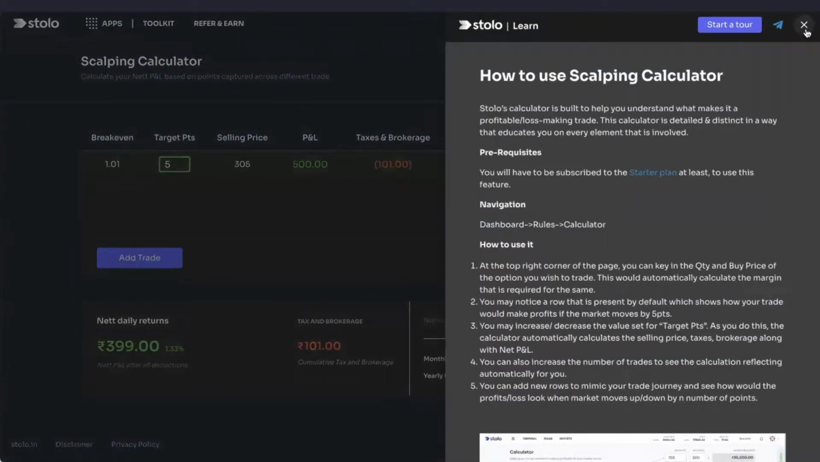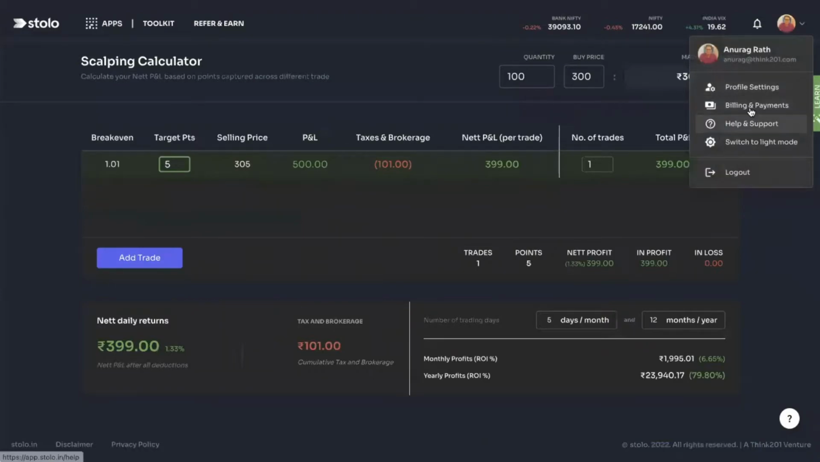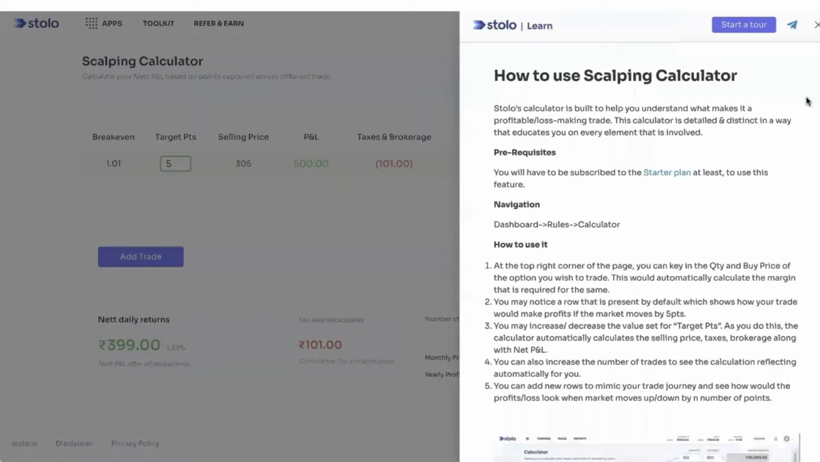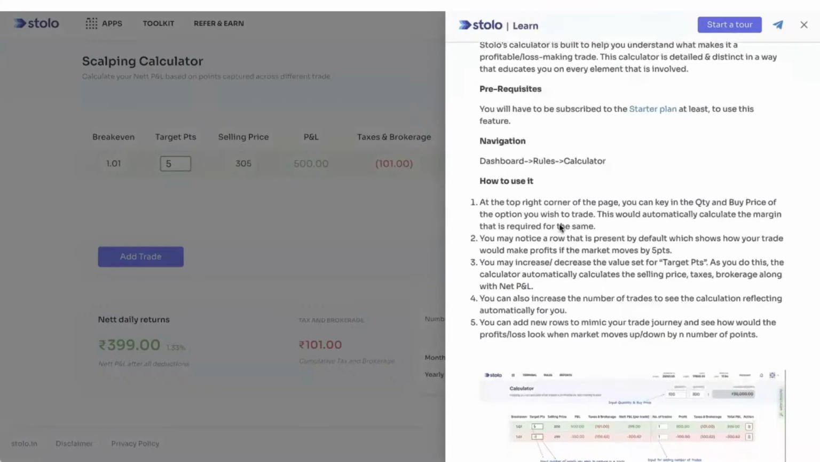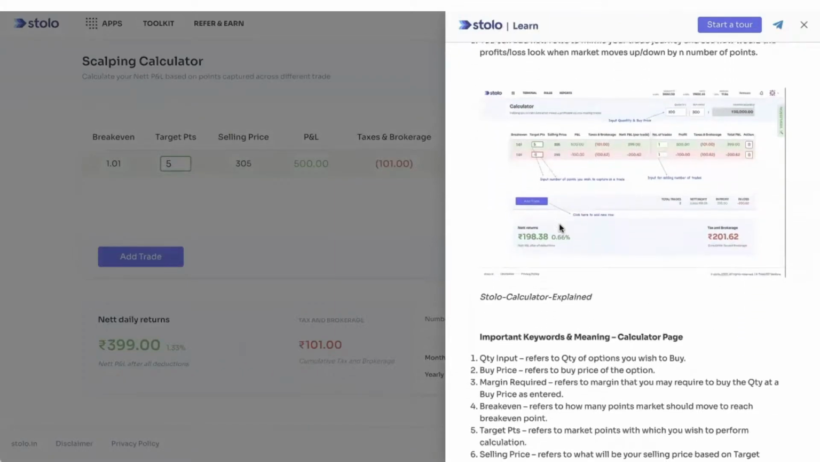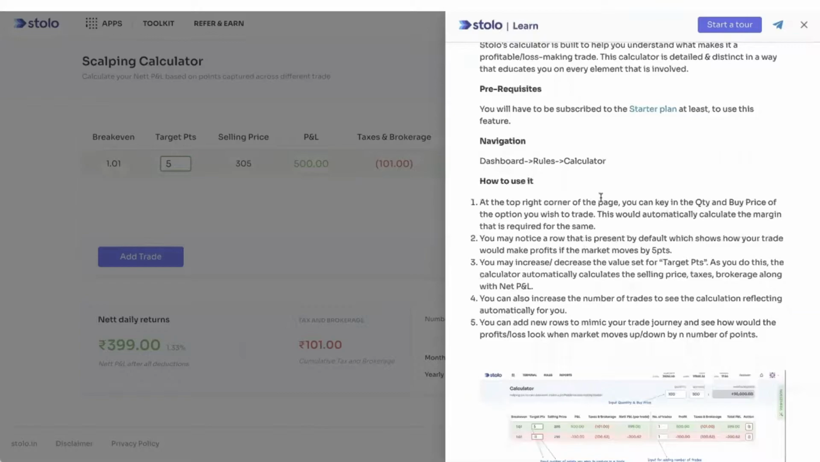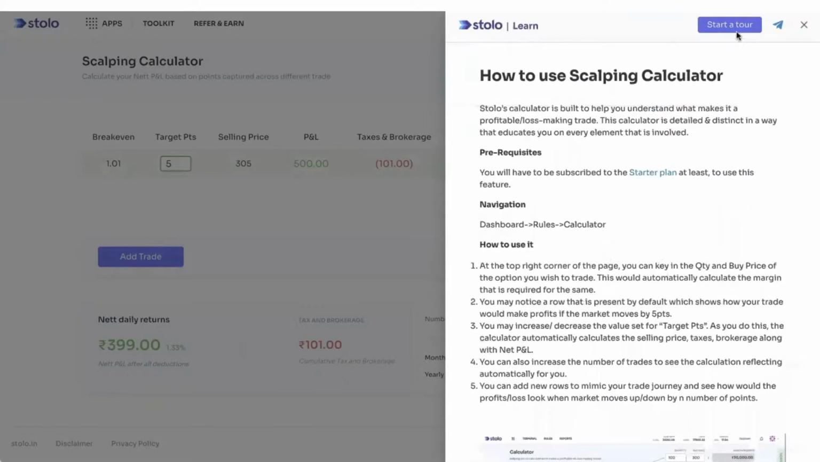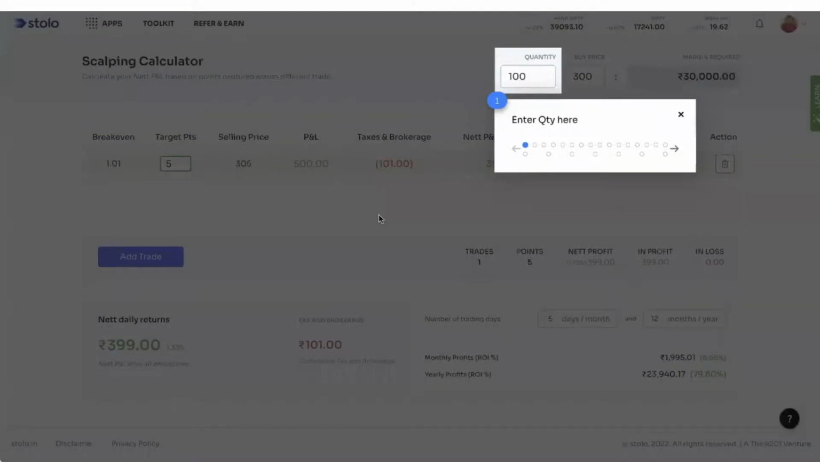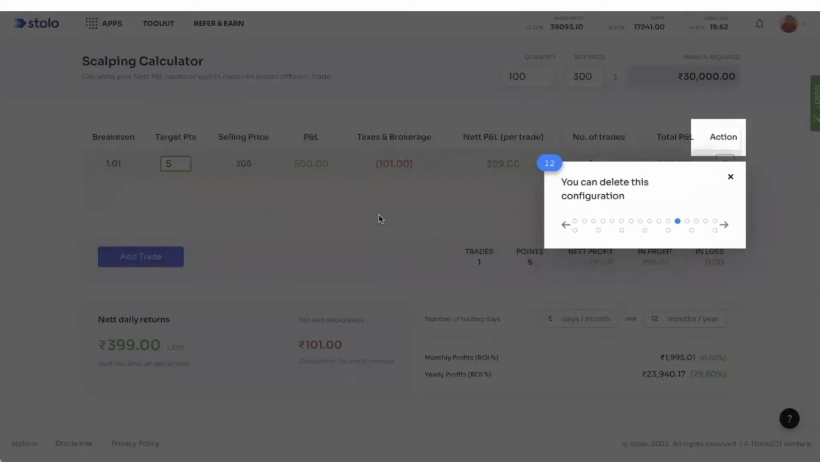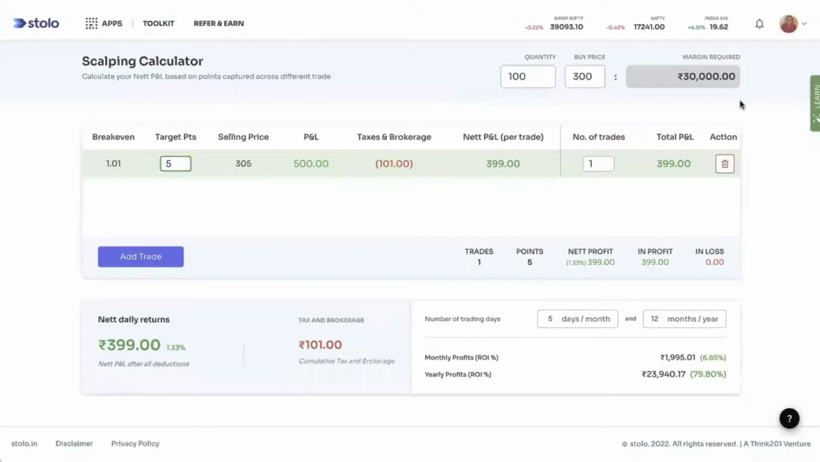Let me change the mode to light mode. Yeah, this is much brighter. You can read details about the calculator here, how to use it, how the calculation happens and everything about it. You can also click on start a tour from here and have a guided tour for the entire calculator. The same learn and guided tour features are available on all the pages.